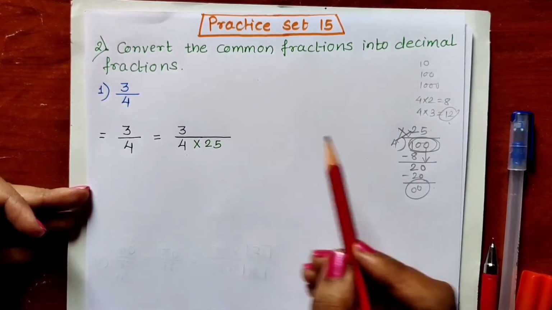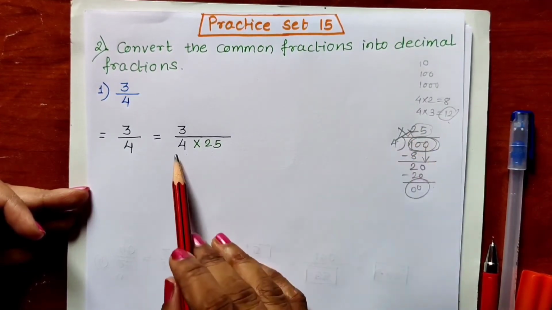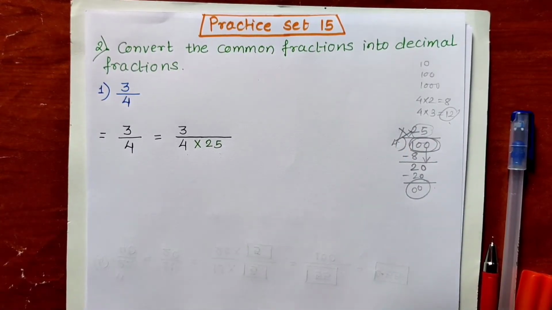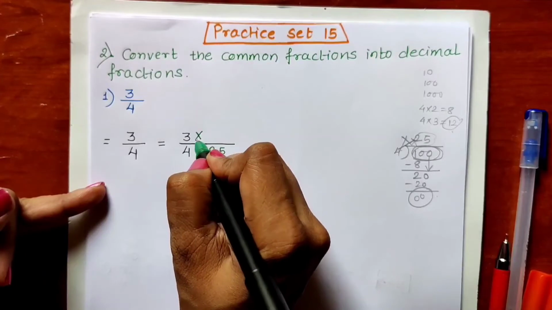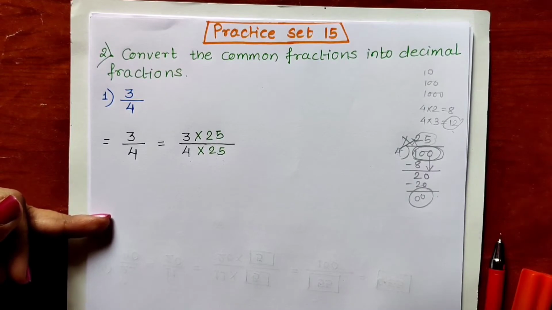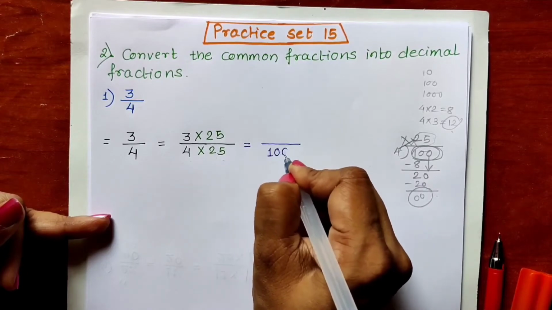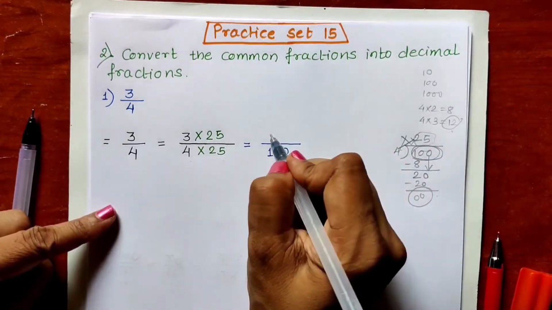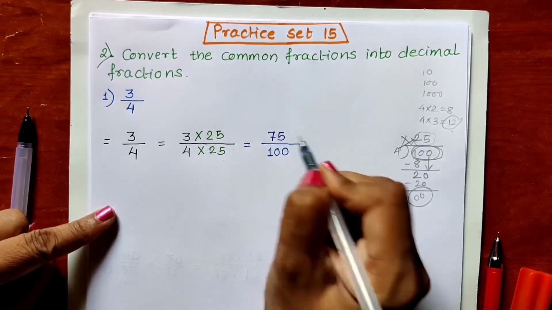As we require 100, what did we do? We divided 100 by 4. We get 25. So 4 multiplied by 25, the answer is 100. In this way we get a number. Now 4 is multiplied by 25. That means the denominator is multiplied by 25. So we have to multiply the numerator as well by 25. Now let us write the answer. In the denominator what are we getting? 25 4s are 100. Now what are 25 3s? 25 1s are 25, 25 2s are 50, 25 3s are 75.